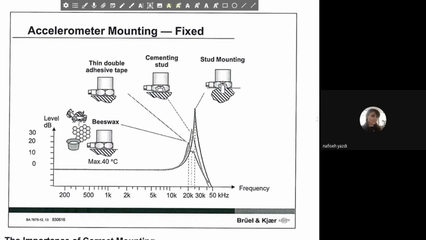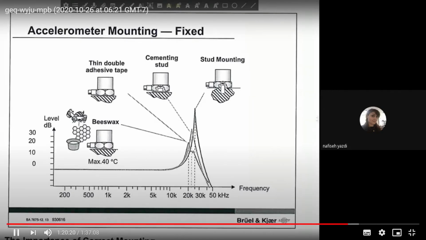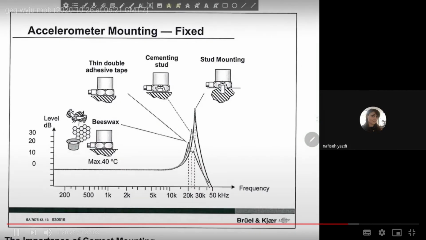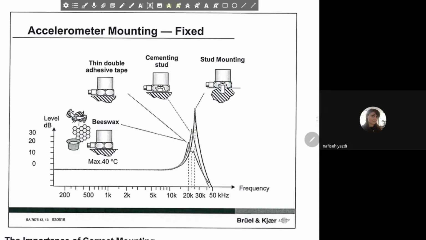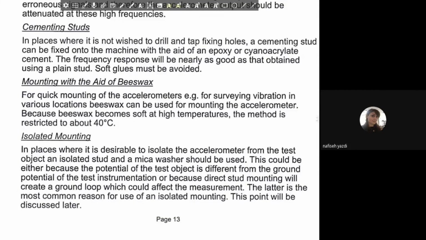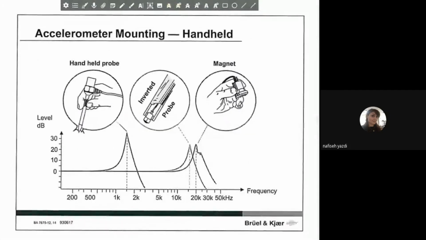Okay. The effect of the different types of mountings on the frequency response function is reported here. As we can see, the stud mounting is the perfect one, and then we have some changes in the level of the response because of the different connections, as we can see here when using the cement stud, adhesive tape or beeswax. There are also other cases in which we can't even use the beeswax, and then we have to use what we call the handheld mounting.